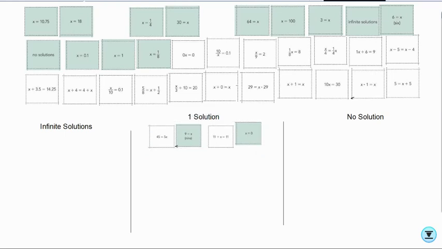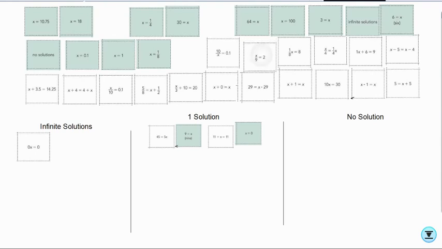Let's look at 0 times x equals 0. So I could put 1 in there. 0 times 1 is 0. Or I could put 2 in there. 0 times 2 is 0. Or I could put 100 in there. 0 times 100 is 0. And I could really put anything I want because 0 times anything is always 0. So this one actually has infinite solutions.